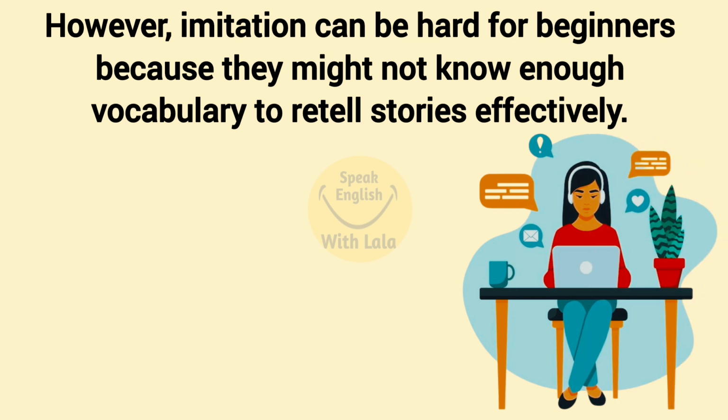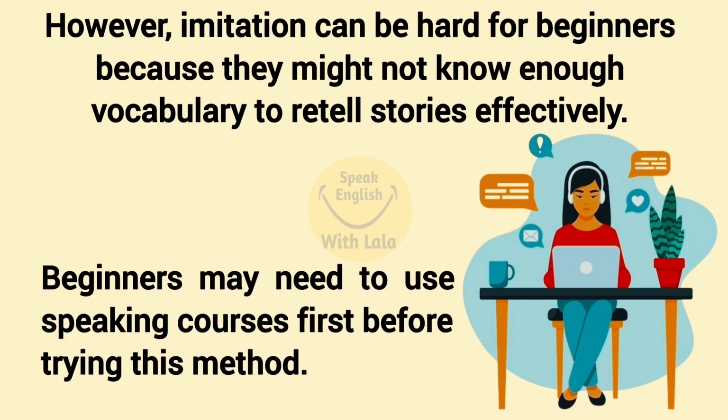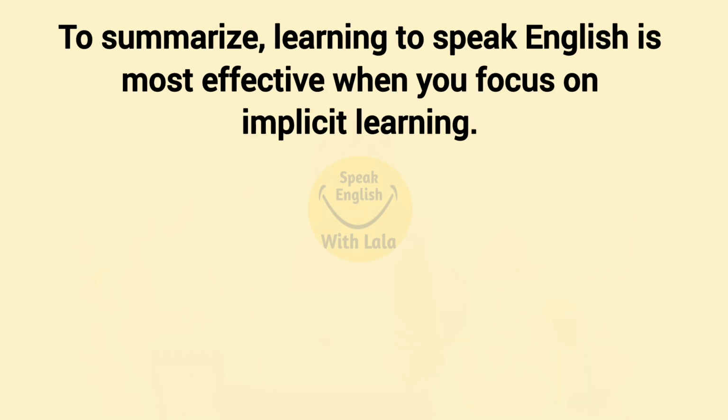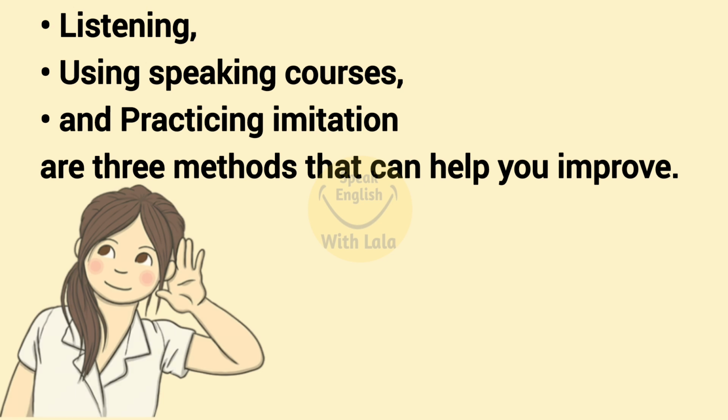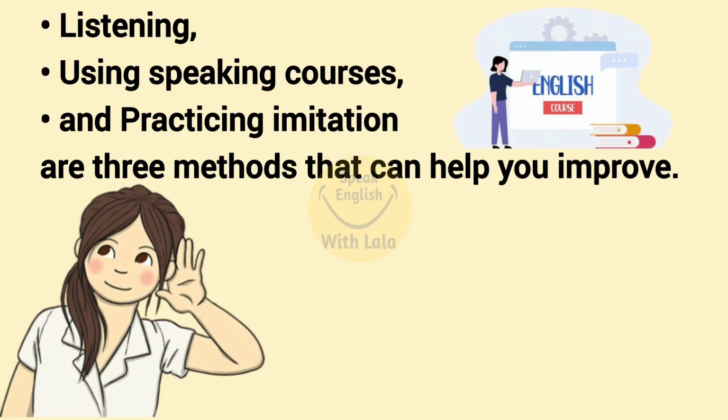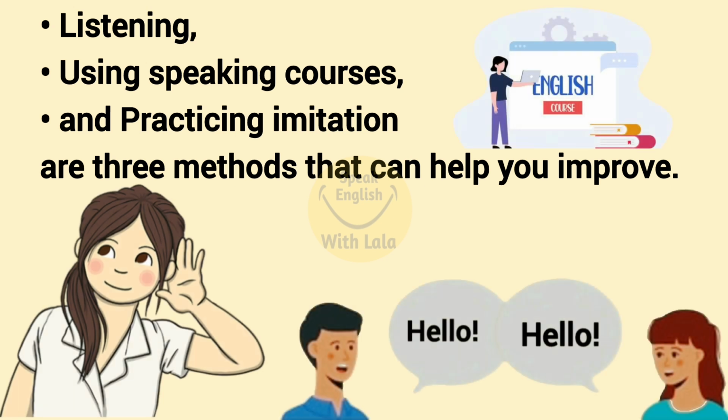However, imitation can be hard for beginners because they might not know enough vocabulary to retell stories effectively. Beginners may need to use speaking courses first before trying this method. To summarize, learning to speak English is most effective when you focus on implicit learning. Listening, using speaking courses, and practicing imitation are 3 methods that can help you improve.